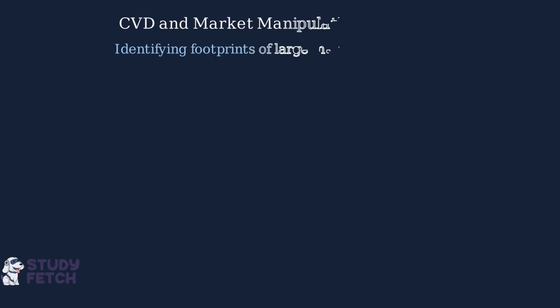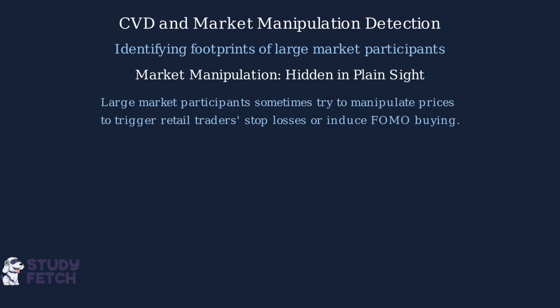In this section, we'll explore how cumulative volume delta helps detect market manipulation. Large market participants sometimes try to manipulate prices to trigger retail traders' stop losses or induce FOMO buying.